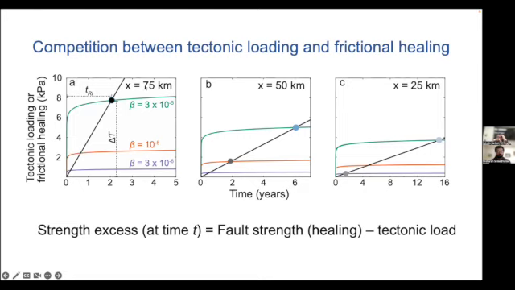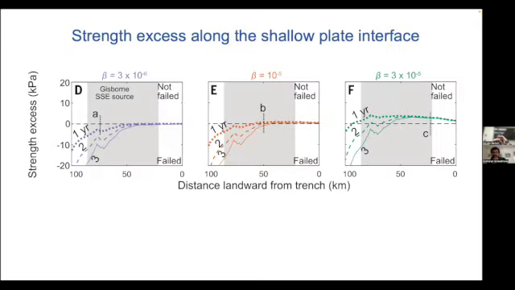And so if we go here, for example, after 3 years, the fault has been loaded more than it's healed, so it's going to fail. So that's a negative strength excess, and so on. We can play this game and do this exercise basically all along the plate interface, along the shallow plate interface, I should say. And so that's kind of what I'm showing you here in these 3 plots for the 3 healing rates that we looked at.